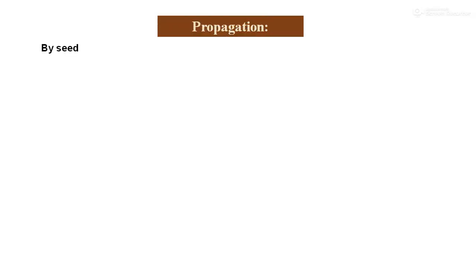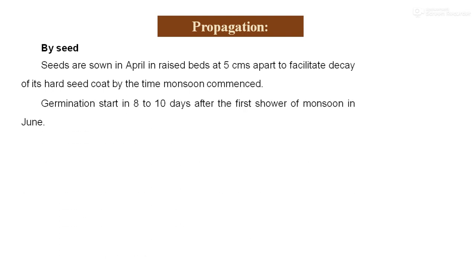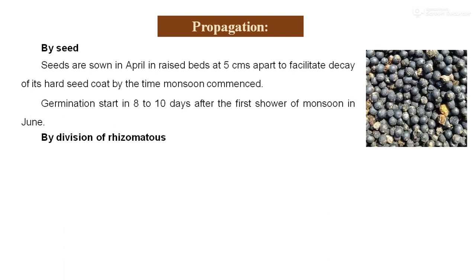Propagation. It is commercially propagated by means of seed. Seeds are sown in April on a raised bed at 5 centimeter apart to facilitate the decay of its hard seed coat by the time the monsoon commences. Germination starts 8 to 10 days after the first shower of the monsoon in June.